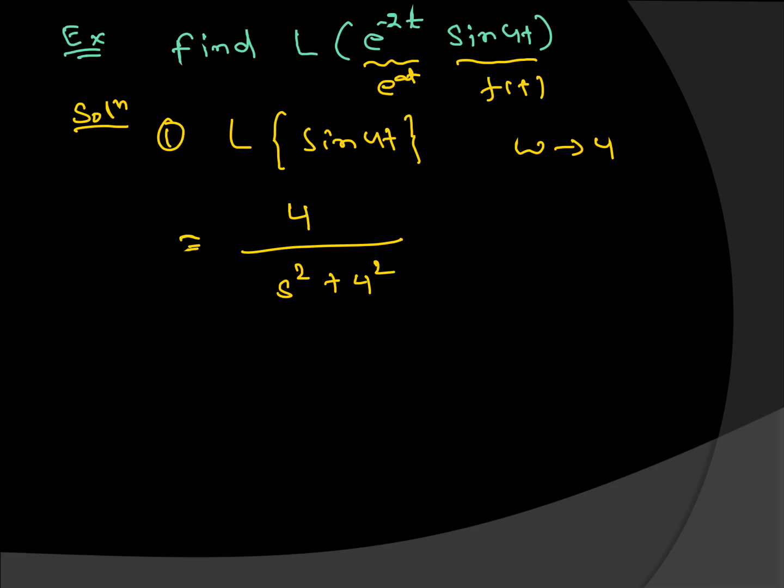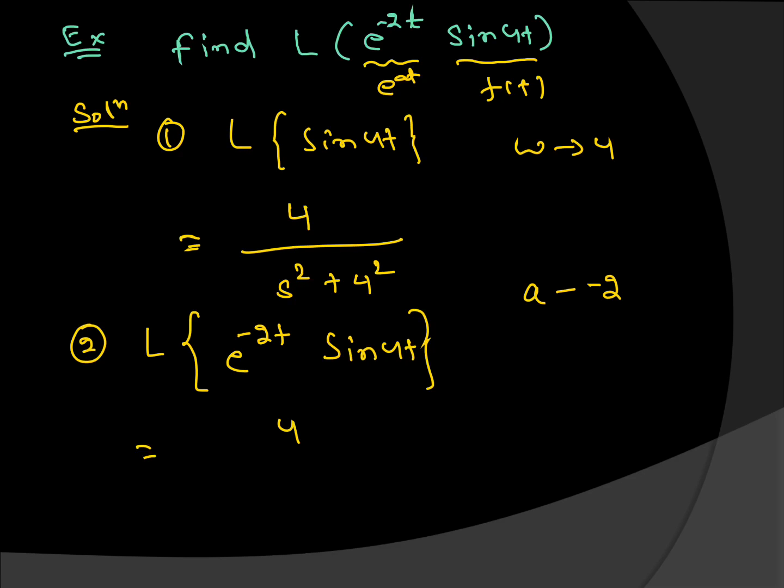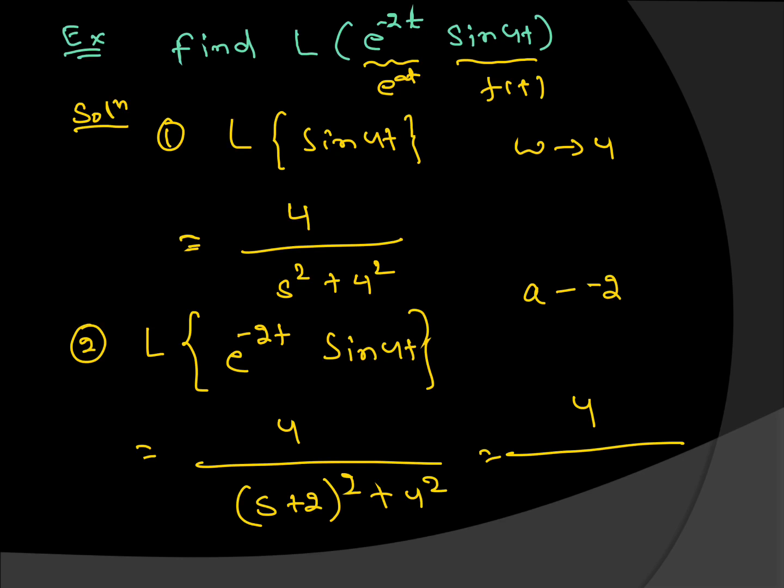Then in the second step, Laplace of e to the power minus 2t sin 4t. Here a is minus 2. So in the s term we will get plus 2: 4 by (s plus 2) square plus 4 square. This is your answer. Or if you solve further, you will get 4 divided by s square plus 4s plus 20. This is your answer.